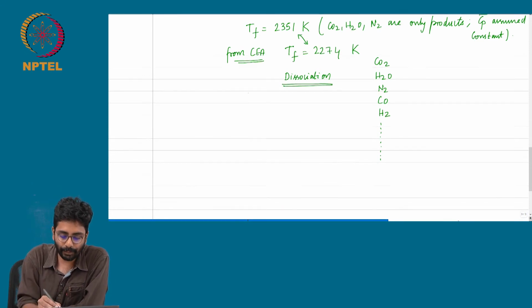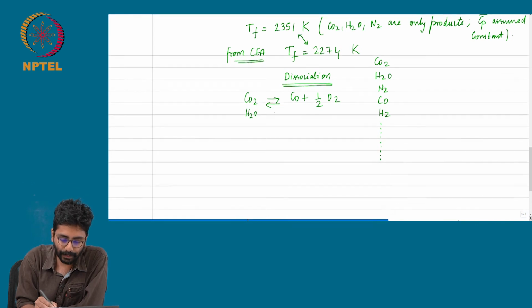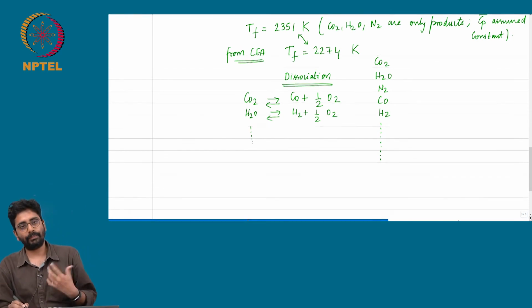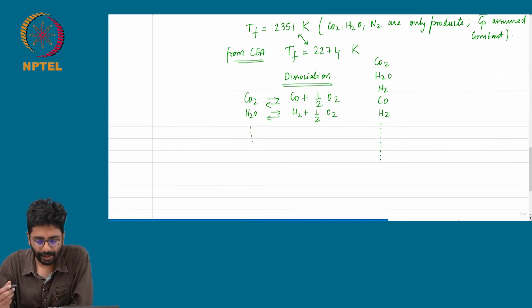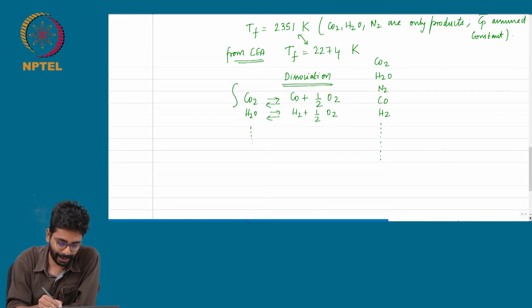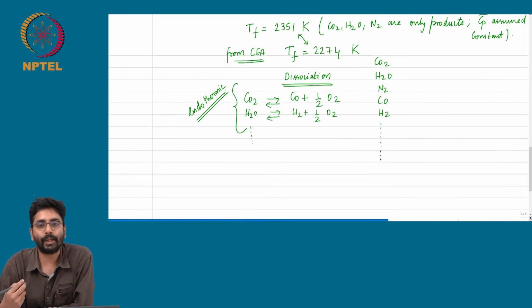CO2 at 2351 kelvins will not remain CO2, it will dissociate into CO and O2. Similarly, water vapor at 2351 kelvins will not remain as water vapor, but it can dissociate into hydrogen and oxygen, and several other reactions can happen of decreasing importance. And these dissociation reactions are endothermic, and therefore they take up heat and bring down the flame temperature.